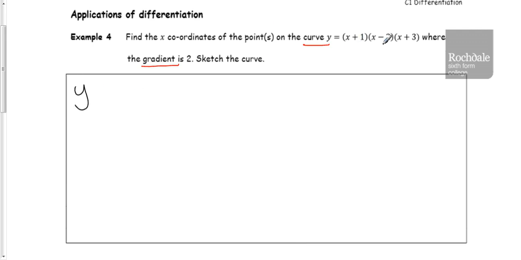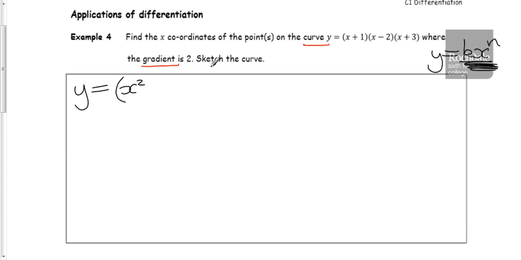Now, the curve is currently fully factorized, which means it's not ready to differentiate. It must be in the form kx to the power n in order for us to differentiate it. So let's get it ready. There are 3 pairs of brackets. So what I'm going to do is expand 2 of them to begin with. So I'm going to expand the first 2.